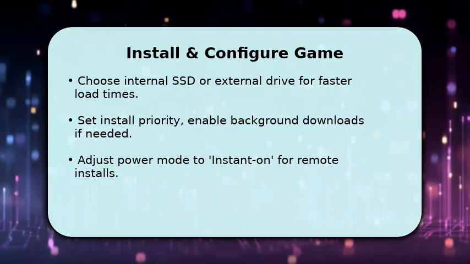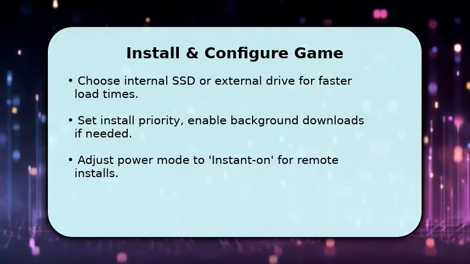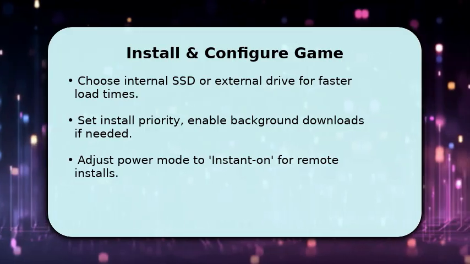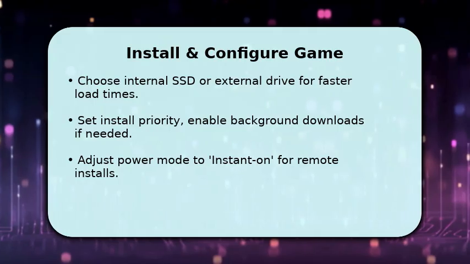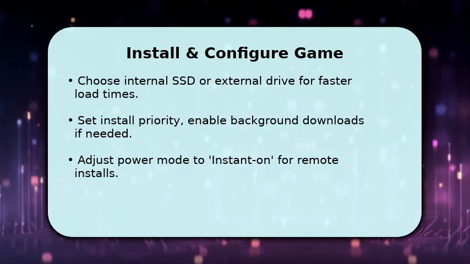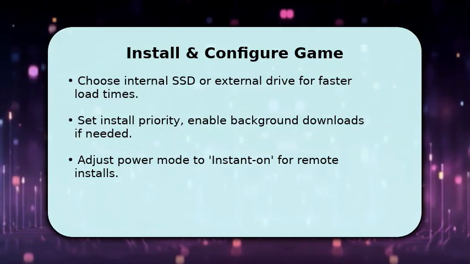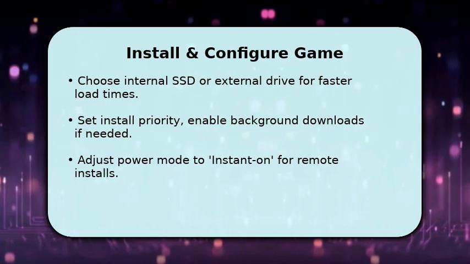Make sure background downloads are enabled and the console power mode is instant on to allow remote installs from the app. After files finish, launch the game and let any first-run updates or Rockstar launcher patches apply. That finalizes compatibility and account linking.